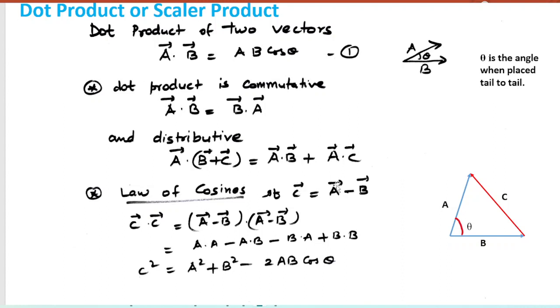The law of cosines is also followed by vectors, as it is in a triangle. Suppose we have a vector A and a vector B, then this vector C is equal to A minus B. If we take the dot product of this vector with itself, C dot C equals (A minus B) dot (A minus B), which gives A dot A minus A dot B minus B dot A plus B dot B. So A dot A is the magnitude A square, plus magnitude B square, and A dot B and B dot A can be added to give minus 2 A dot B. A dot B gives AB cos theta. So C square equals A square plus B square minus 2AB cos theta, which is the cosine law for vectors.